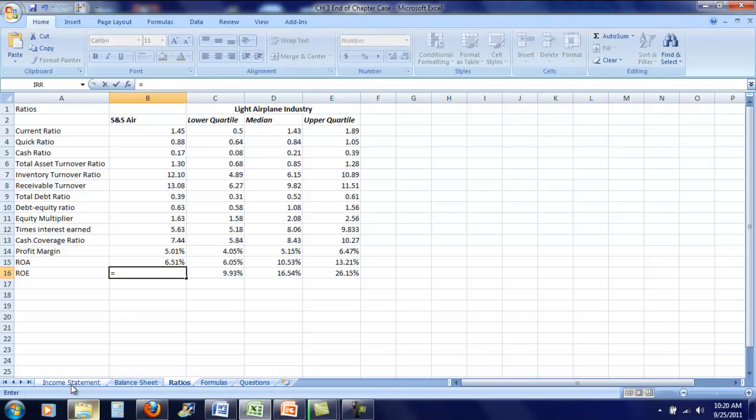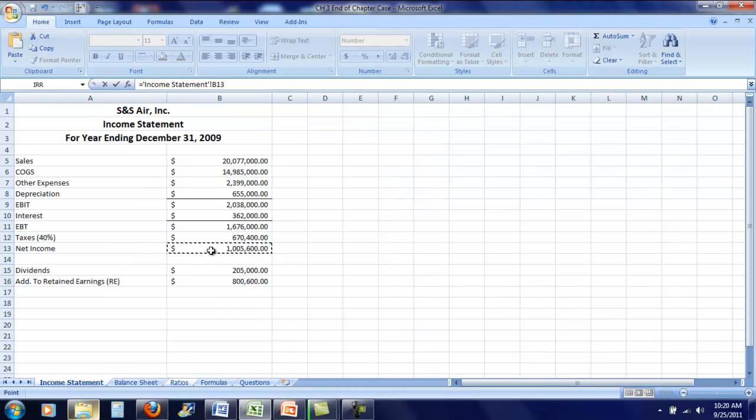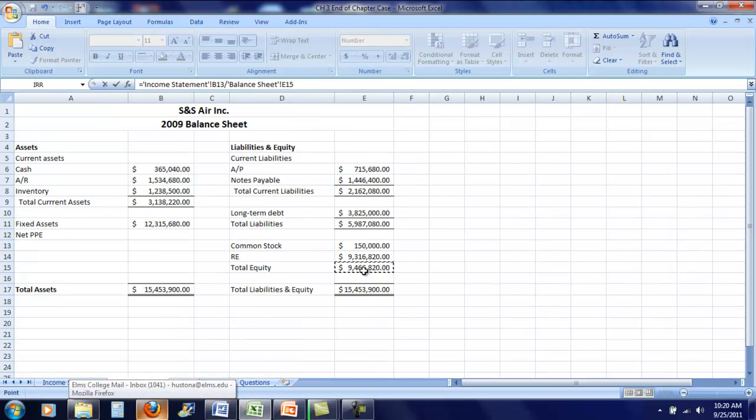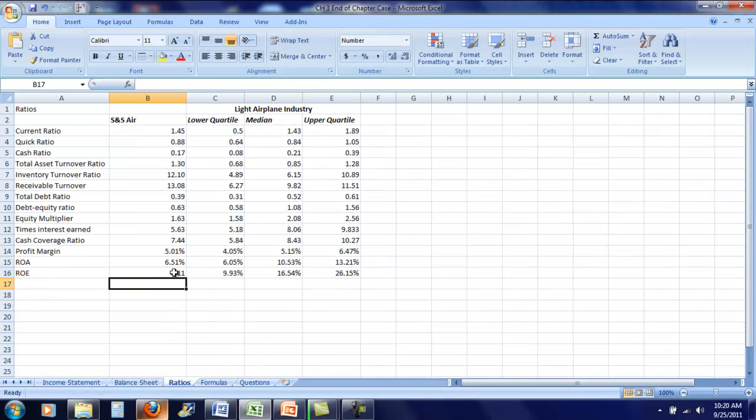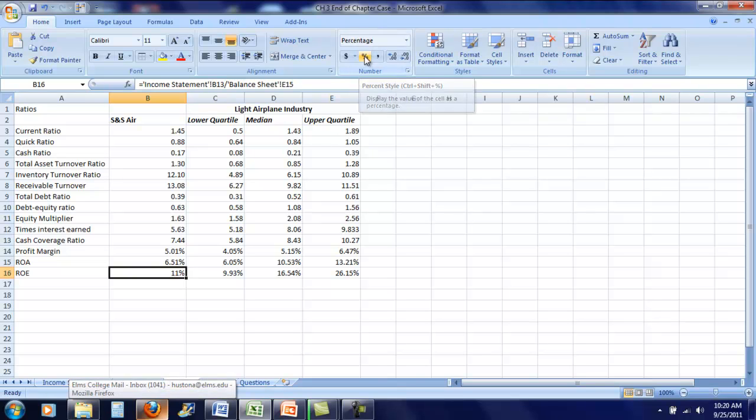And our ROE is net income divided by total equity. Net income divided by total equity. And when I'm formatting these as a percentage, I'm adding the decimal points because when it rounds, since these ratios are so sensitive, we want to make sure we have at least 2 decimal points on the ratios. So now the question is, what do you do once you've calculated the ratios?